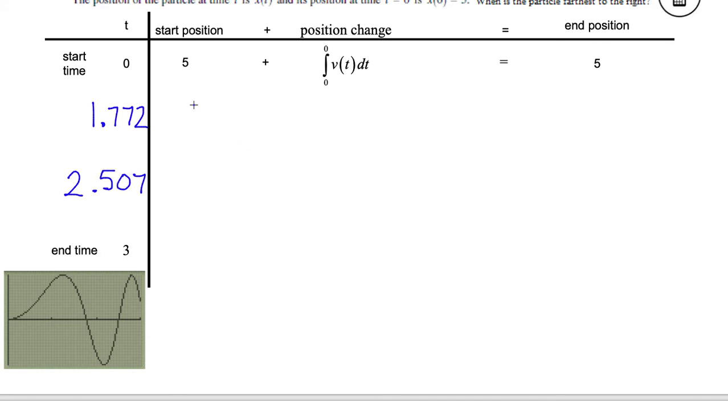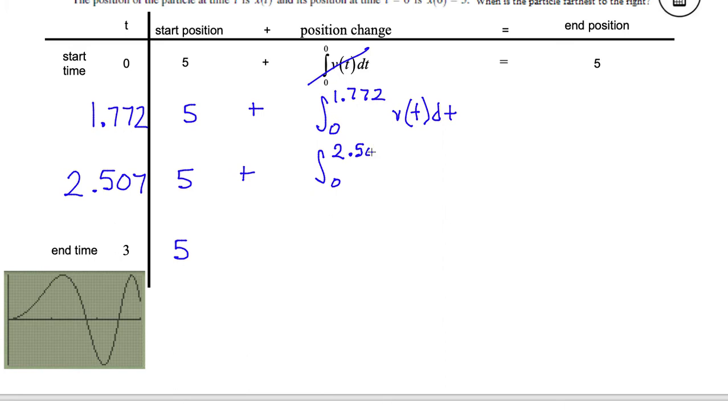2.507. All right, my start position is always going to start at 5. I'm going to add the integral between 0 and 0. That's nothing. That's why we got 5 already. Between 0 and this value, 1.772, velocity of t dt. And I need to do plus the integral between 0 and this t value, 2.507 of velocity of t dt, and plus the integral from 0 to 5 of velocity of t dt.